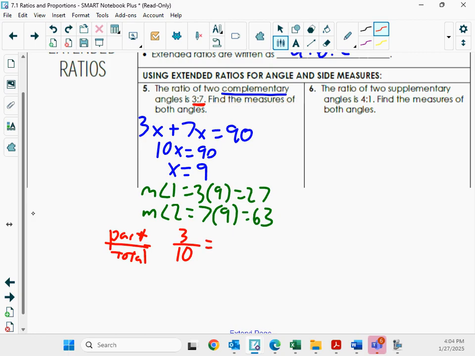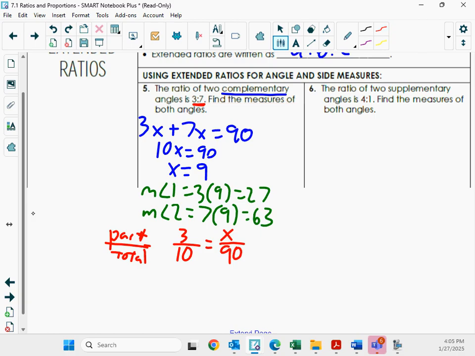Equals, now the second fraction, I want to scale this up to however big I need it to be. My total number of degrees in this scenario is 90. And then what I could do is put an x there. So really what it's saying is I want these two fractions to be equal.